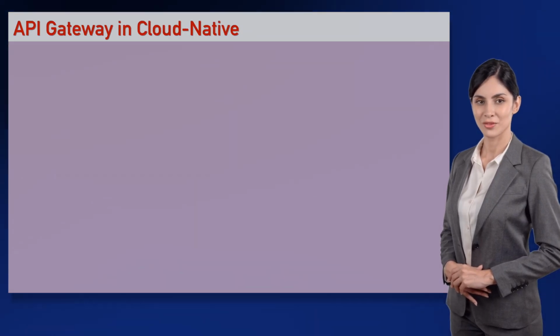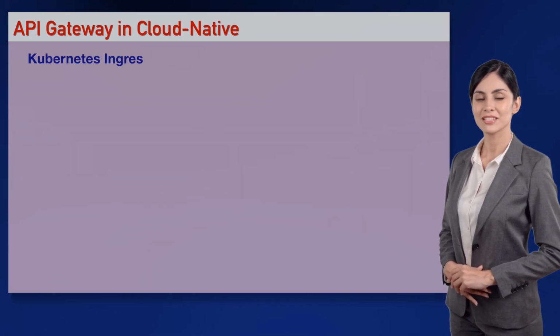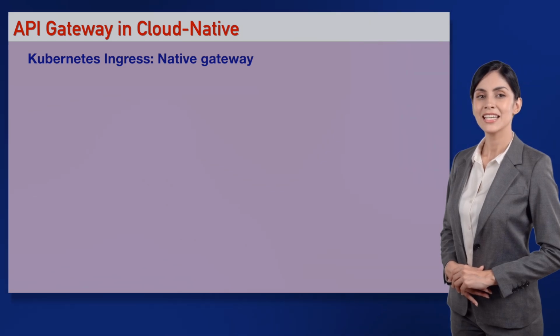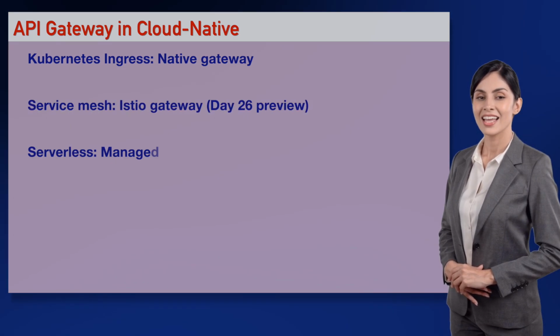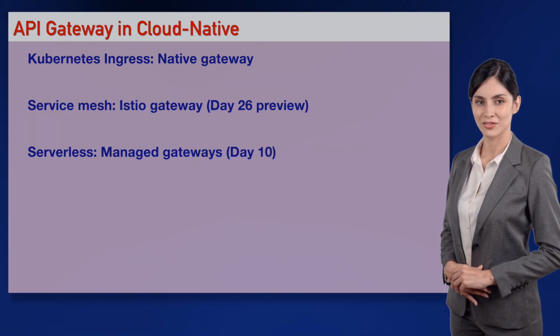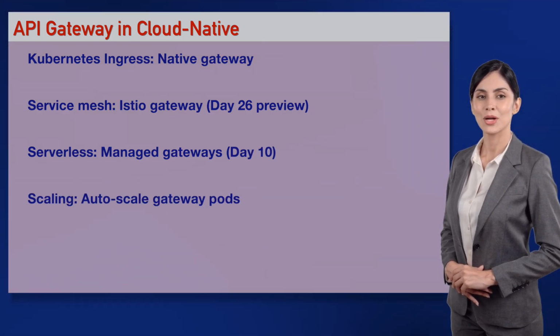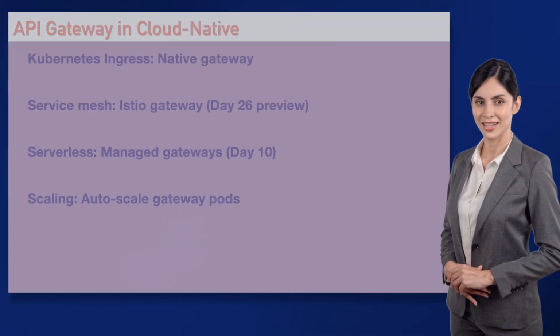API gateway in cloud native. Use Kubernetes ingress for native gateway functionality. Integrate with service mesh like Istio for advanced gateway features. Leverage managed gateways in day 10 serverless environments. Scale gateway pods automatically for traffic spikes.